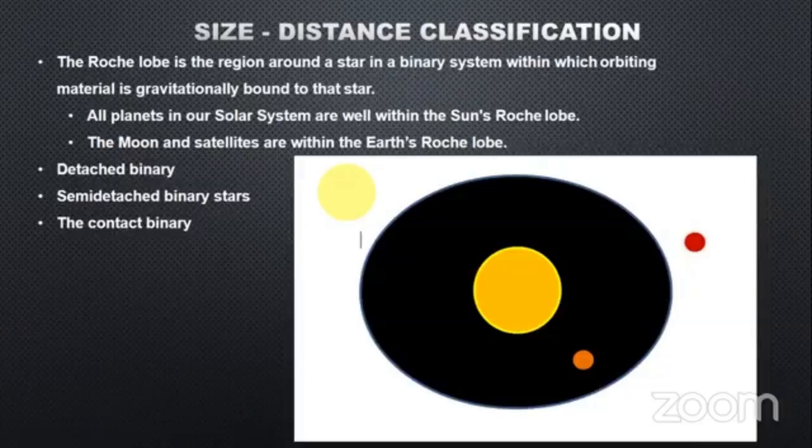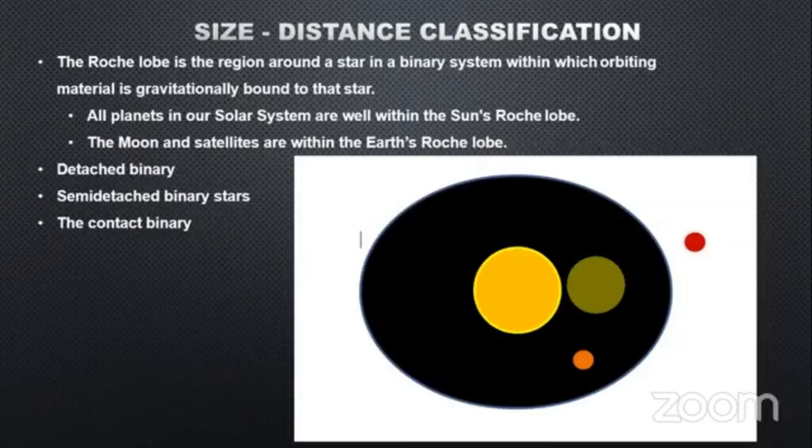Now, bringing the Roche lobe concept to the scope of our sun: even if you have a companion star, they are not going to be taken away. Also, the moon and all the artificial satellites around the Earth are within the Roche lobe of the Earth.